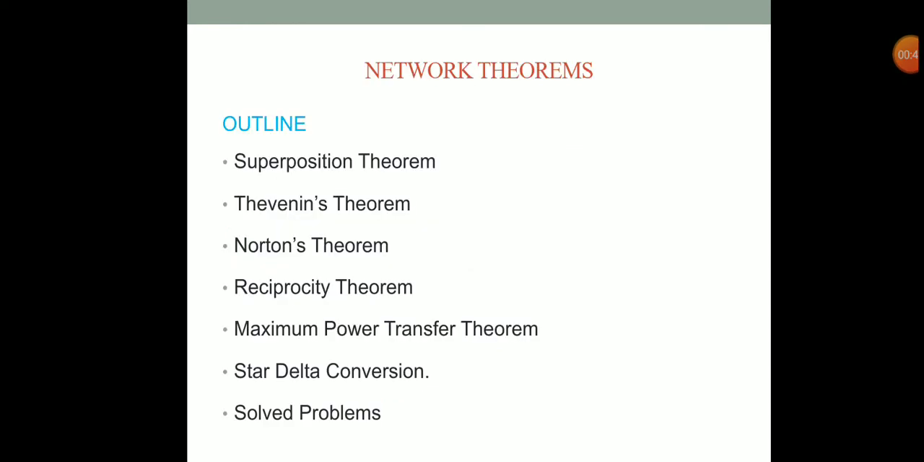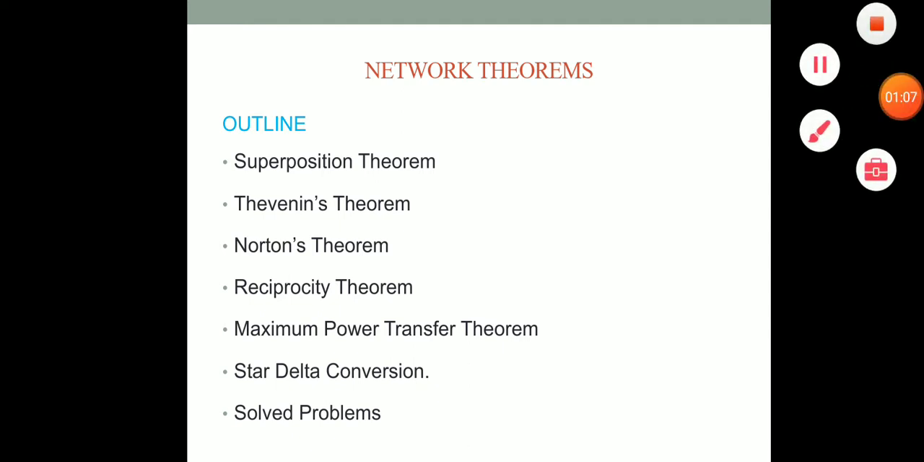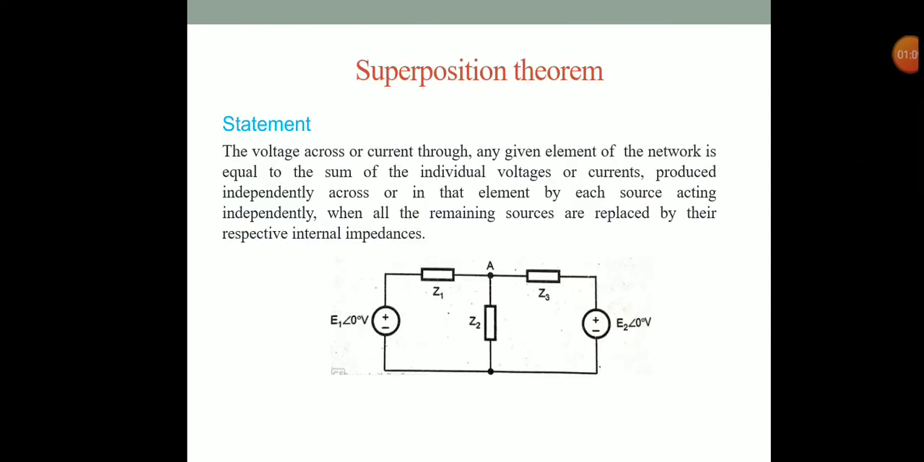Now we see the outline of the presentation. The network theorems: superposition theorem, Thevenin theorem, Norton theorem, reciprocity theorem, maximum power transfer theorem, star and delta conversion, and solved problems. Now we see the first one, superposition theorem. This theorem is applicable for linear and bilateral networks. So we see the statement of the theorem.